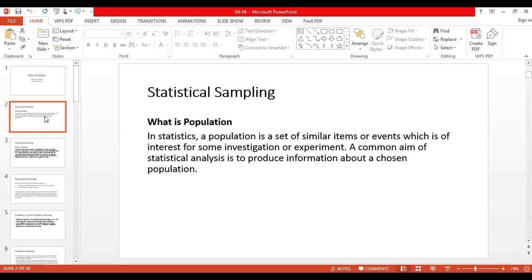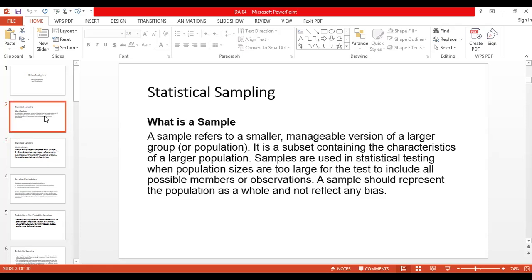But usually it's not feasible to collect information from all of them. Then we have to resort to a sample, to sampling. Statistical sampling. A sample refers to a small, manageable version of a larger group, which is the population. It is a subset containing the characteristics of a larger population. Samples are used in statistical testing when population sizes are too large for the test to include all possible members or observations. A sample should represent the population as a whole and not reflect any bias.